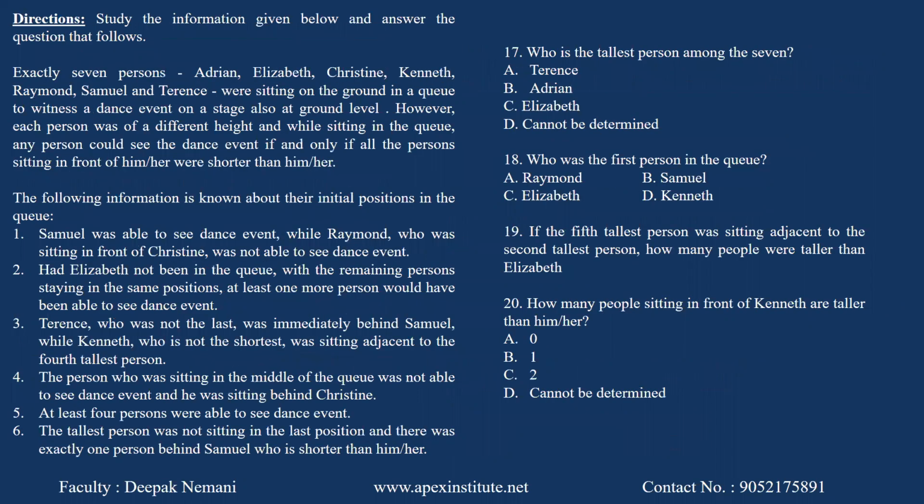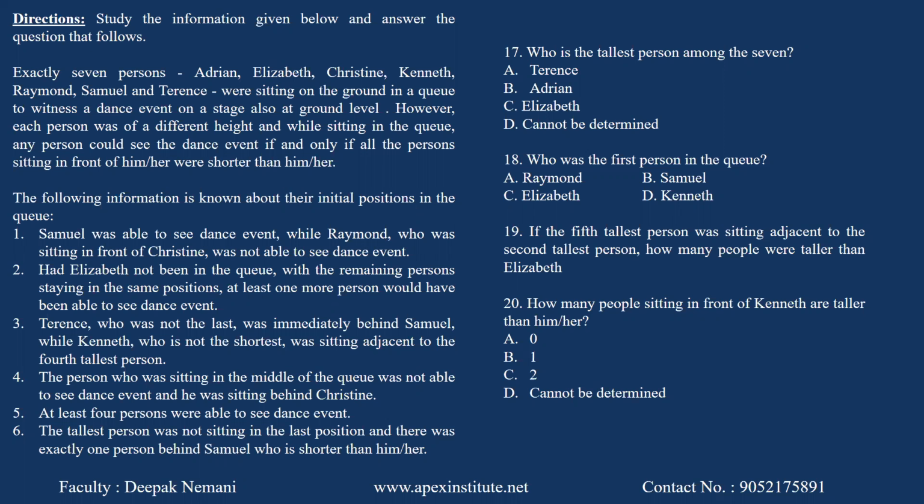Now coming to the fourth set. So 7 persons A, E, C, K, R, S, T were sitting on a ground in a queue to witness a dance event on stage, also at ground level. However, each person was of different height, and while sitting in the queue, any person could see the dance event if and only if all the persons sitting in front of him or her were shorter than him. Obviously, if you have a tall person sitting in front of you, you cannot see the performance, isn't it? So you are given 6 statements and you are asked 4 questions based on this.